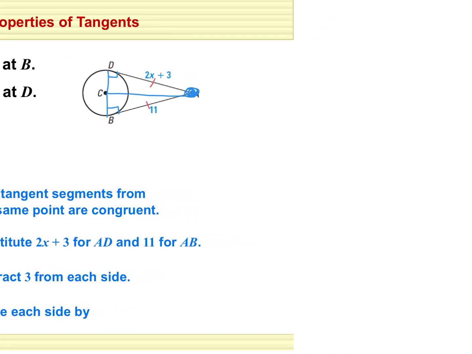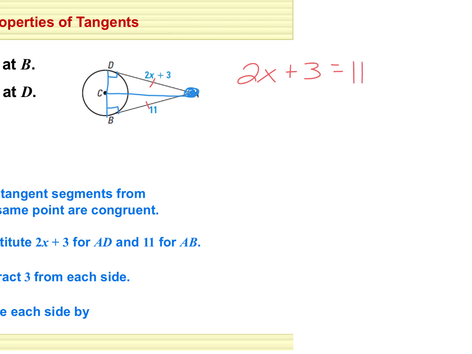Okay, so if they are congruent, how can we set this up to solve for x? 2x plus 3 equals 11. Right, if they're congruent, that means they're the same. So if they're the same, we set them equal to each other. So 2x plus 3 equals 11.